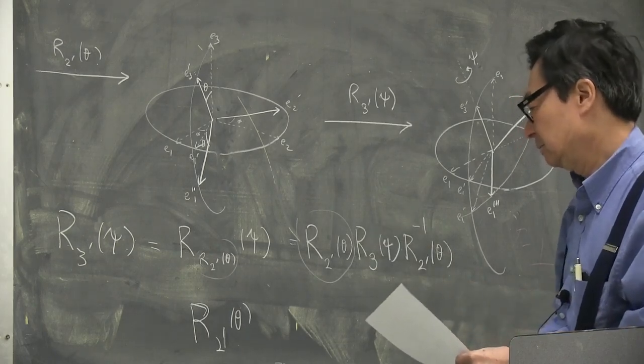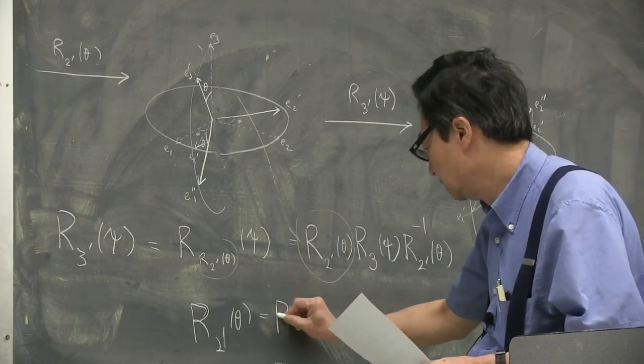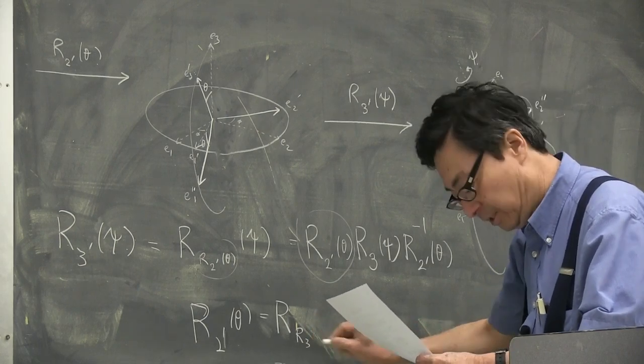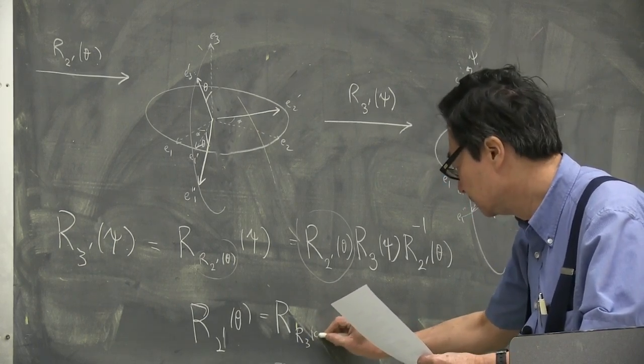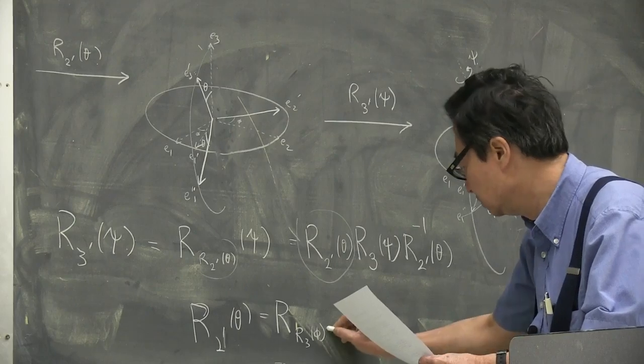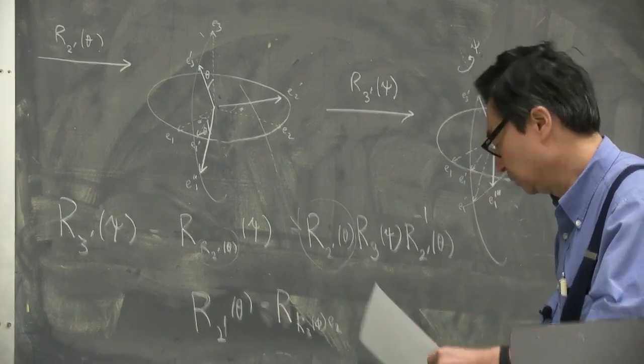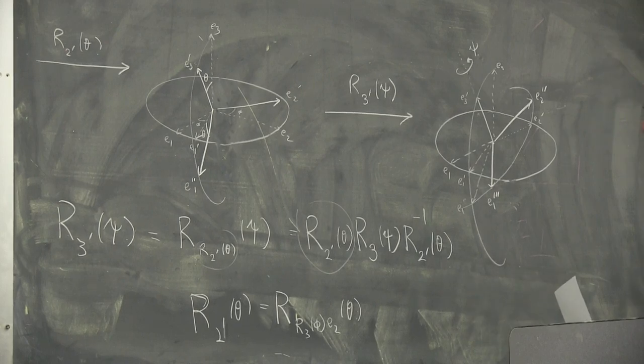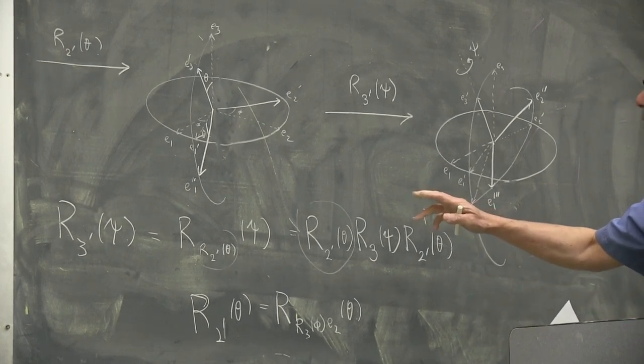And that 2 prime I can write as R of R3 phi acting on E2, and then rotating this by theta. You see what I'm doing here? Which is the 2 prime axis?